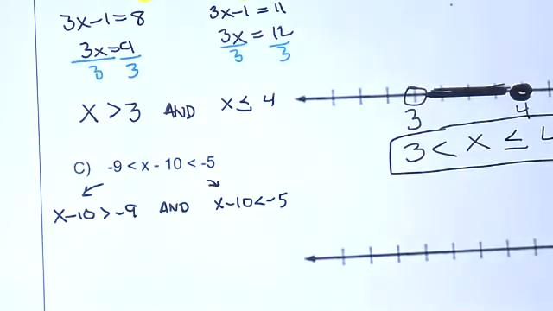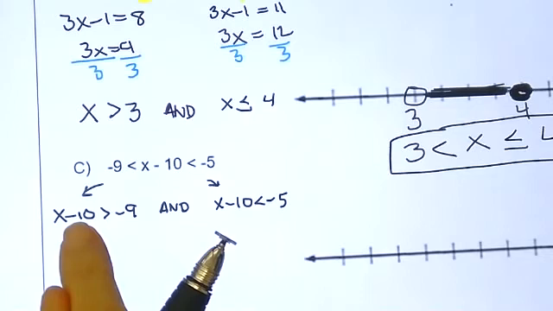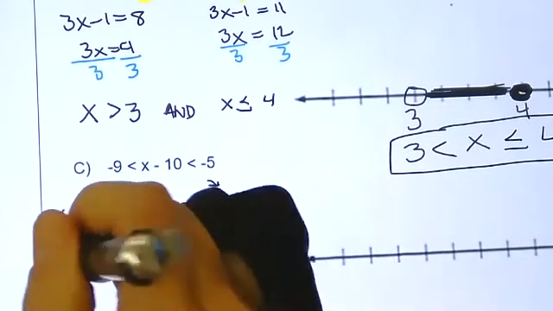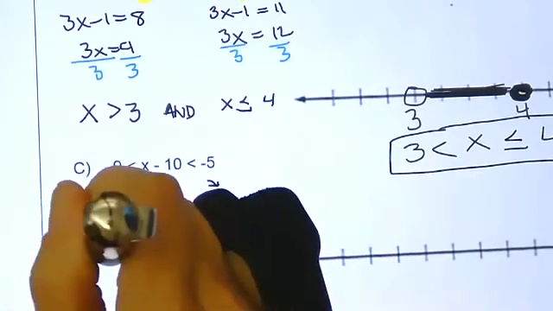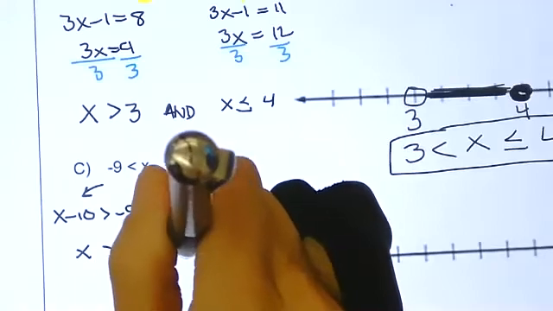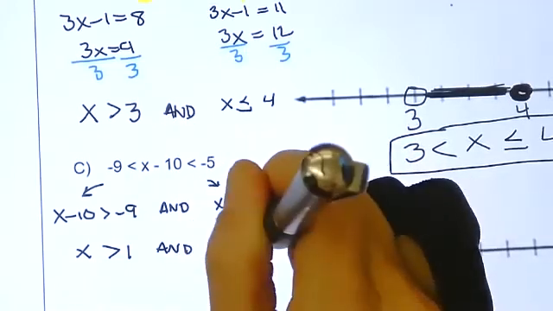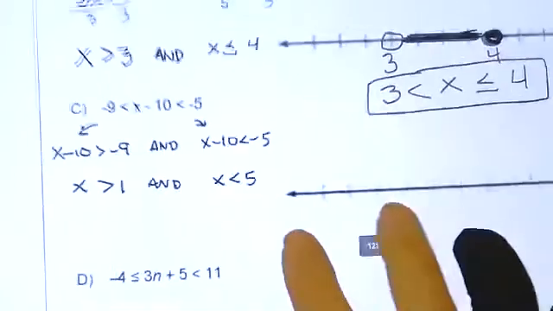Just separate it. Put the word "and" in between them. Right here, I solve that by adding 10. I don't have to multiply or divide by anything. So if I add 10, I get x is greater than 1. And if you add 10 over here, you get x is less than 5.